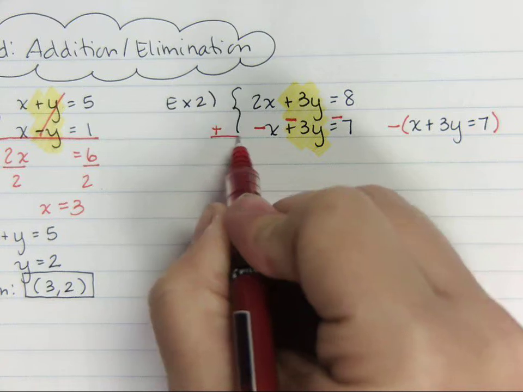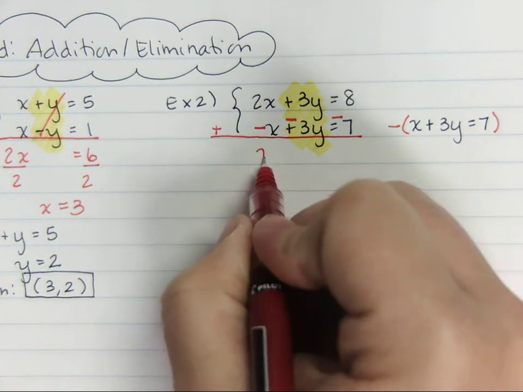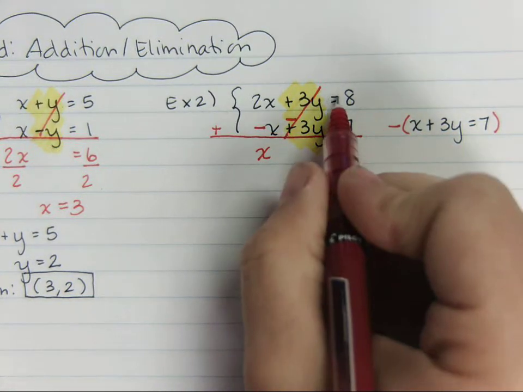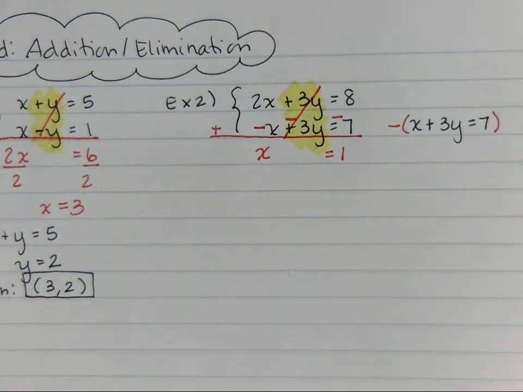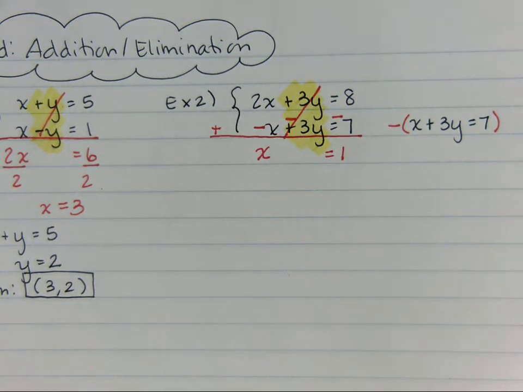Now I can add. Again, 2 minus 1 gives me an x. My y terms cancel, and 8 minus 7 is a -1. By simply subtracting my two equations, I have found the value for x.